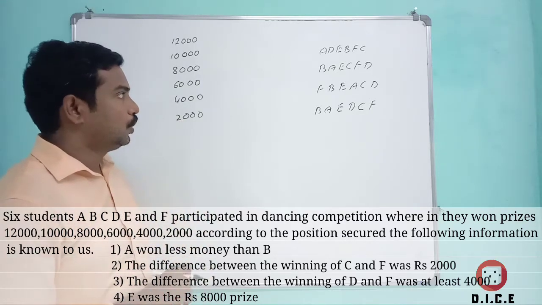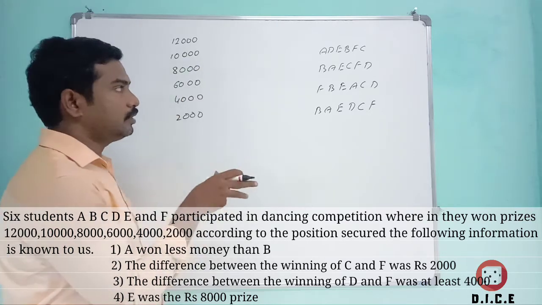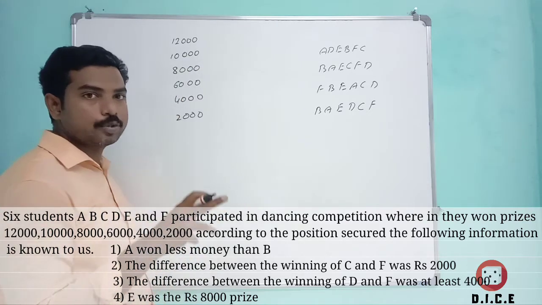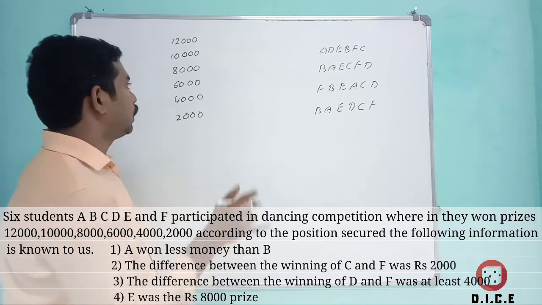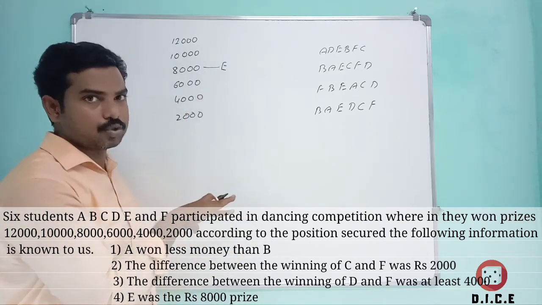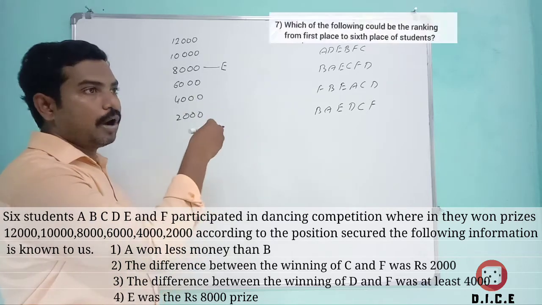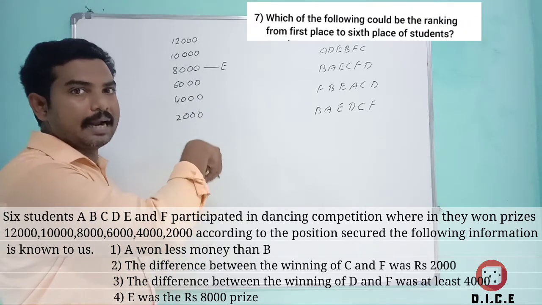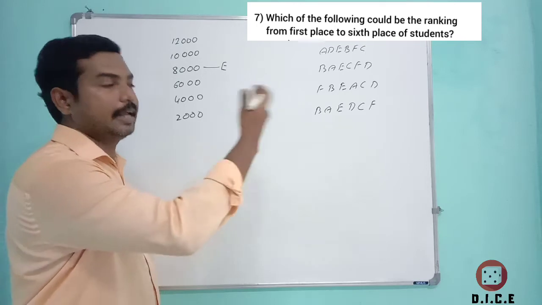Matching. So according to the data, if we substitute here, we can substitute only point number 4. Point number 4 is that E got 8,000. That is the only case we can substitute, because if you put the data according to the points given in different cases, we will be getting different cases.